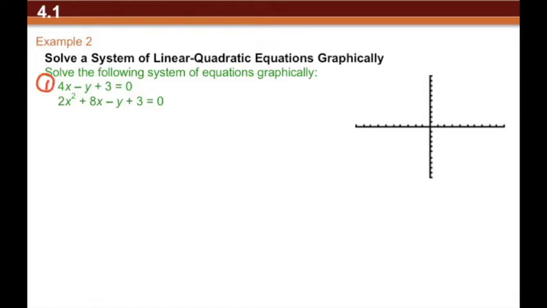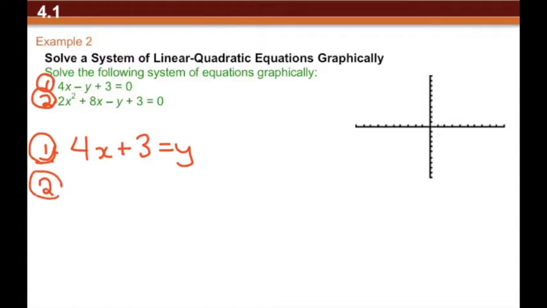Just for simplicity, I'm going to number the equations so we can keep track. With equation 1, I can easily get y isolated by just adding it to both sides and moving it to the right. And it's not an issue at all that y is on the right side of this equation. All we need to do is get it isolated. I can do the same thing in equation 2. If I move y to the right side, I can get it over there in one step, and it is isolated.